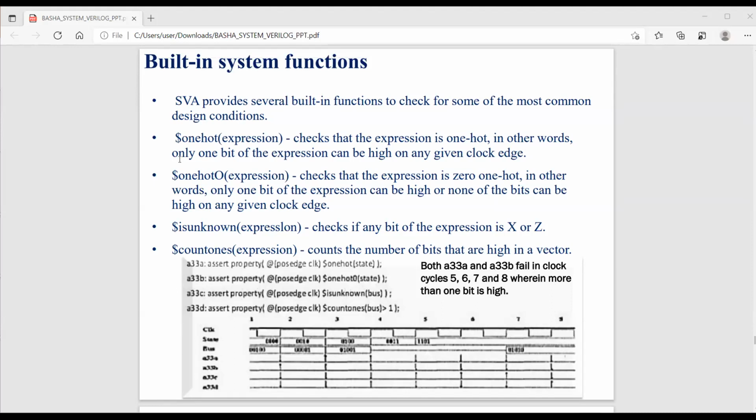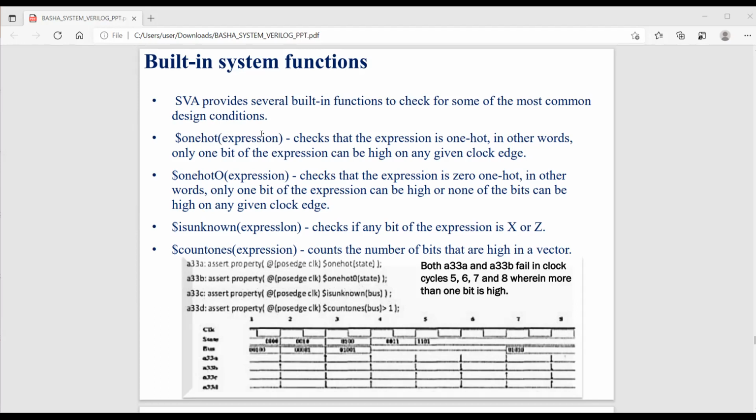Built-in functions. So these four are built-in functions in our assertions. What does all this do? What does it mean? $onehot, and you have to give your expression. It checks that the expression is one-hot. In other words, only one bit of the expression can be high on any given clock edge. So if you are writing an expression, only one bit of that expression can be high on any given clock edge.